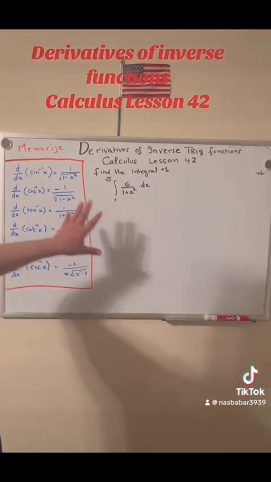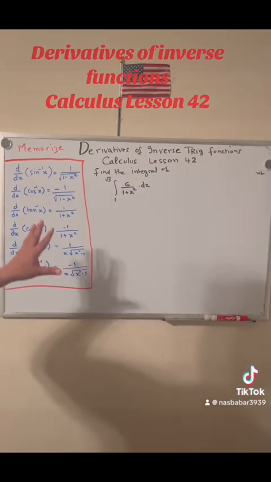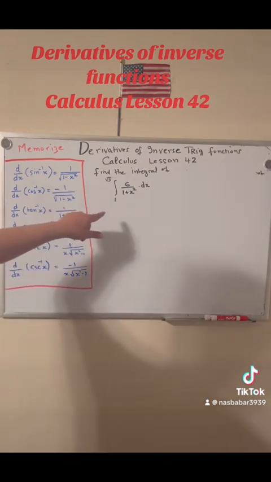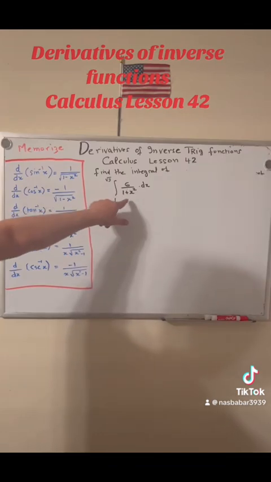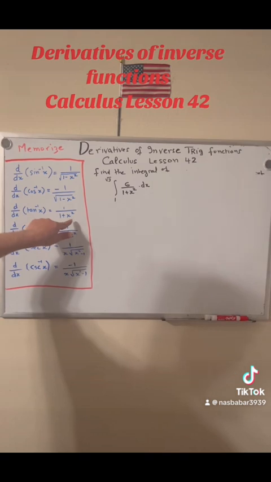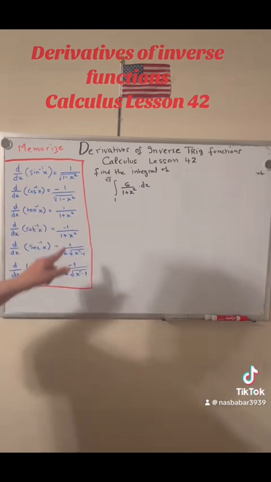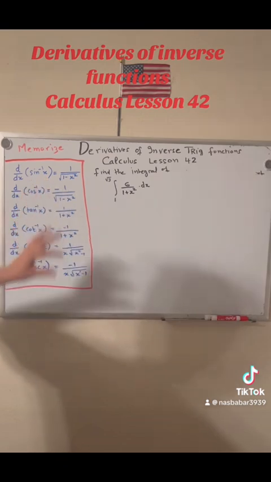So first thing is you look at the table which I provided you in my last lectures. You see which one resembles this right here. I see this right here, 1 over 1 plus x squared, which is the derivative of tan inverse of x. So then I'm going to use this, okay?